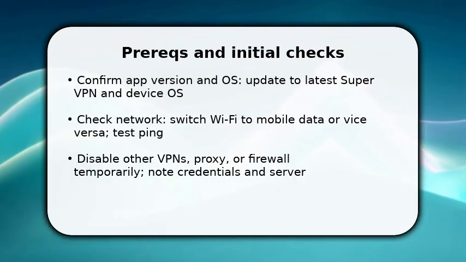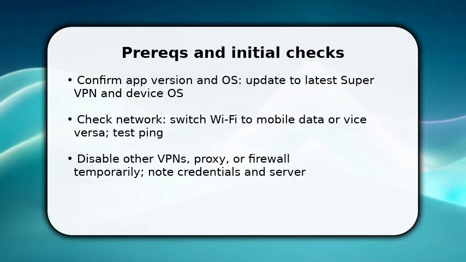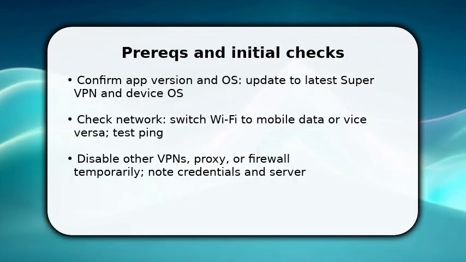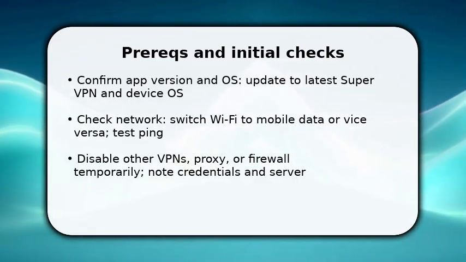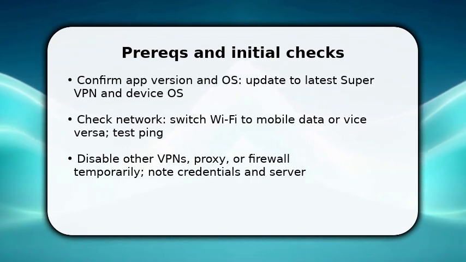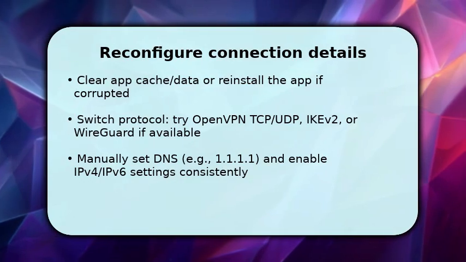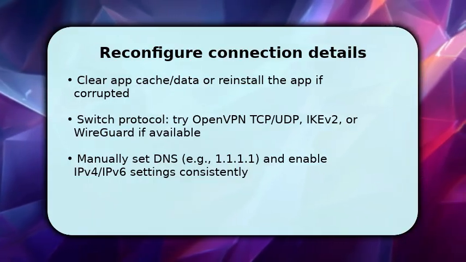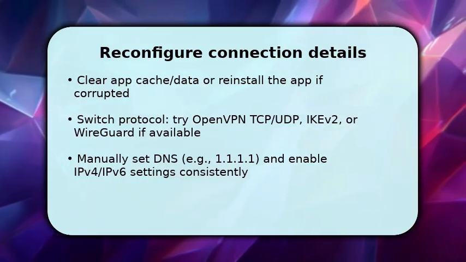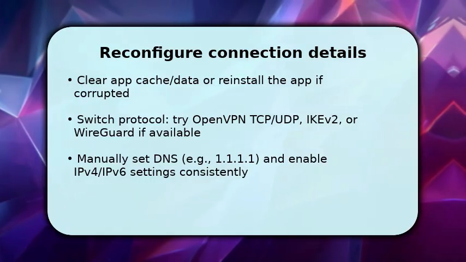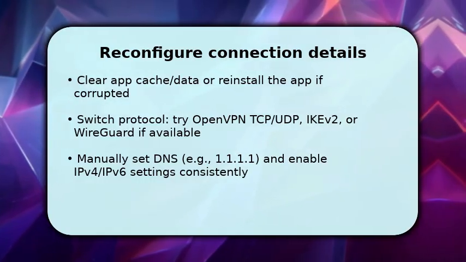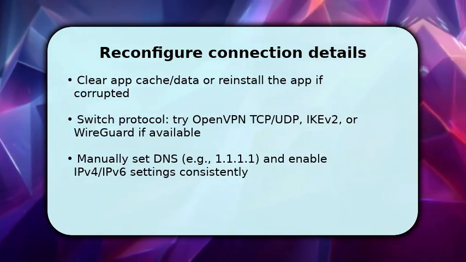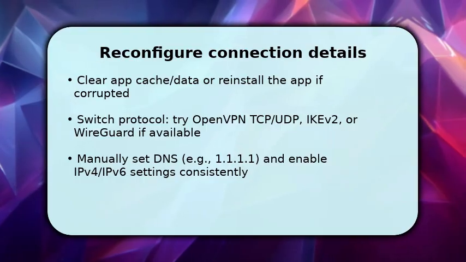You should also confirm your username, password, and chosen server before proceeding, since wrong credentials or blocked server endpoints are common early failure points. Now reconfigure the connection. First, clear SuperVPN cache or reinstall to remove corrupt settings that prevent connections. Then change protocols. Try OpenVPN TCP, then UDP or IKEv2 or WireGuard when offered, because different protocols traverse networks differently.